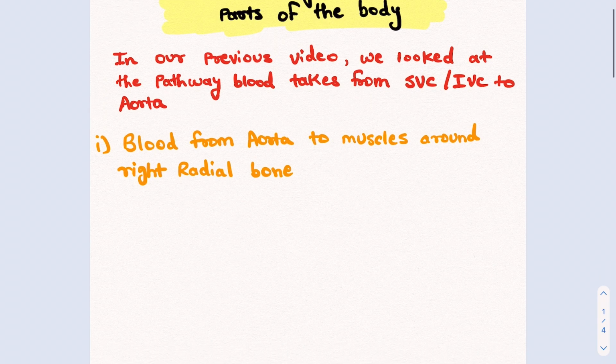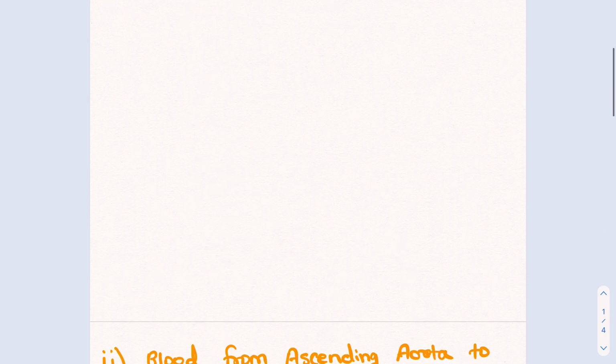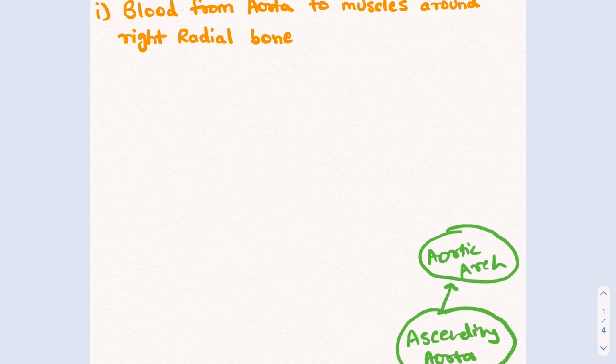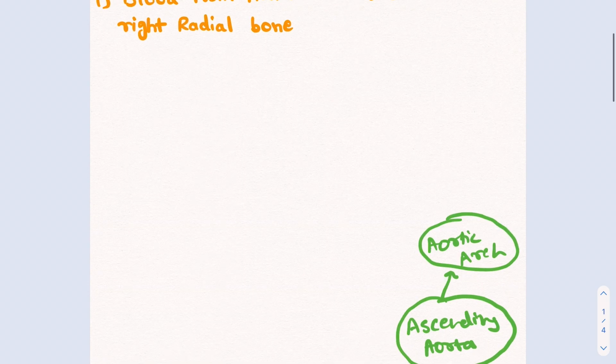First example is blood from aorta, ascending aorta, to muscles around the right radial bone. Okay, so let's start. Blood reaches the ascending aorta. From ascending aorta, it goes into the aortic arc. From aortic arc, since it has to go towards the right side, from our last video, we know that it has to take the brachiocephalic trunk.